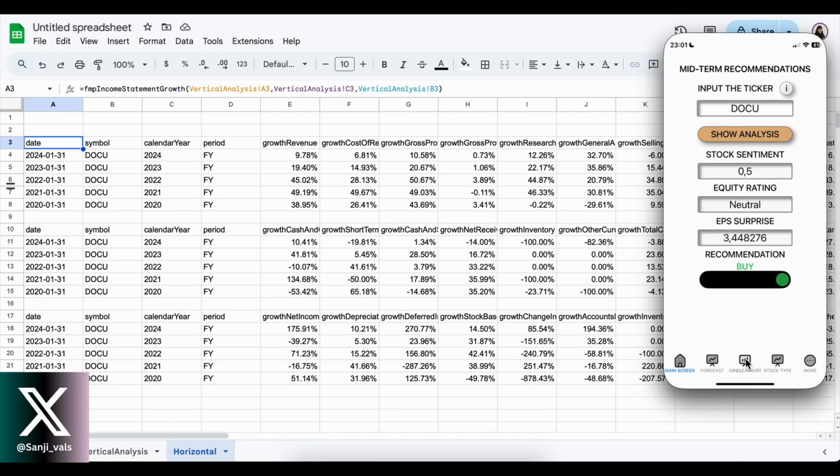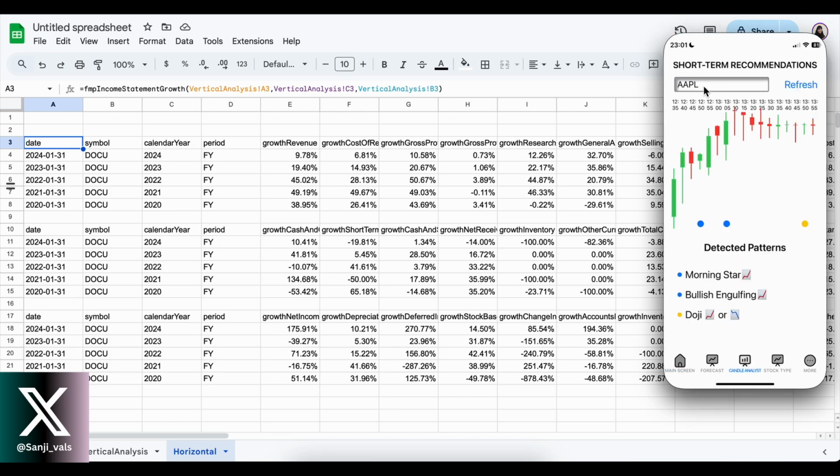Then you can go to the candle analysis screen, input the stock ticker over here, and see if it's a good time to buy based on the candlestick patterns, and it will show you different candle patterns. This sign means that it's a good time to buy right now, and this one means that it's indifferent whether it will go upwards or downwards. Just input the stock ticker here, press the refresh button, and see the detected patterns, and pay attention to this sign. If it's upwards, then it's a good time to buy now. If it's downwards, then it's a good time to sell now.